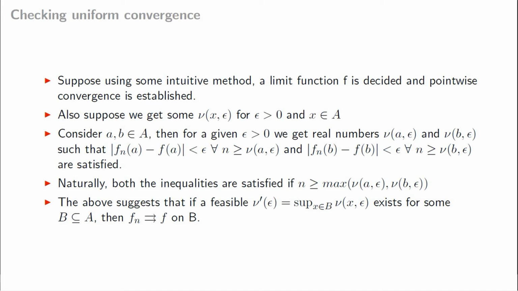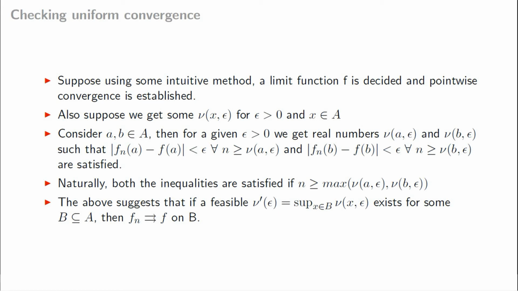Then for a given epsilon greater than 0, we get real numbers nu A epsilon and nu B epsilon such that the inequalities absolute value of f_n(a) minus f(a) less than epsilon and absolute value of f_n(b) minus f(b) less than epsilon are both satisfied. Naturally, the first inequality is satisfied for every n greater than or equal to nu A epsilon, and the second inequality is satisfied for every n greater than or equal to nu B epsilon.